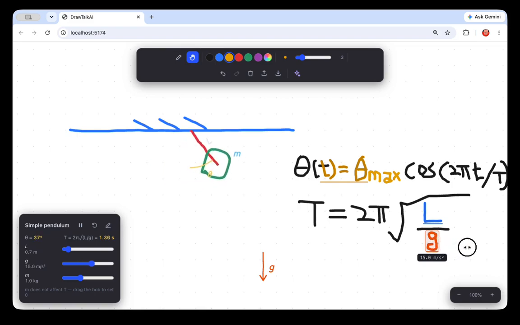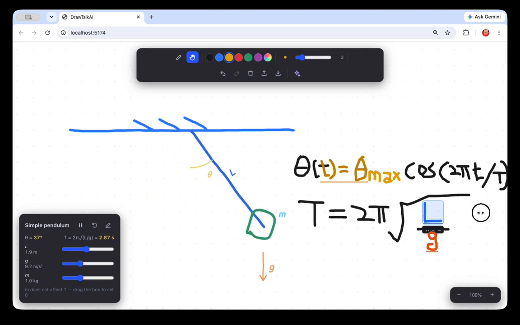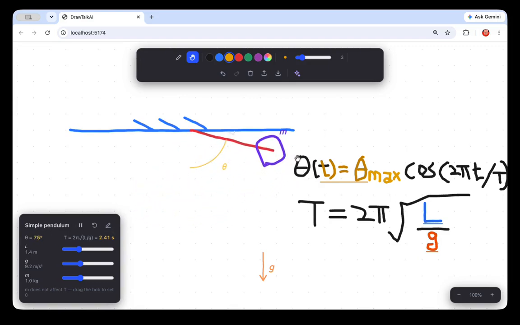Notice how that changed the speed of the swing. Similarly, I can also change the length of the string from the symbol over here. And I can also change the maximum angle by dragging the ball like this, or by using this symbol. Right, have fun!